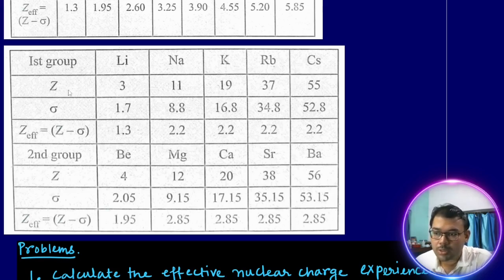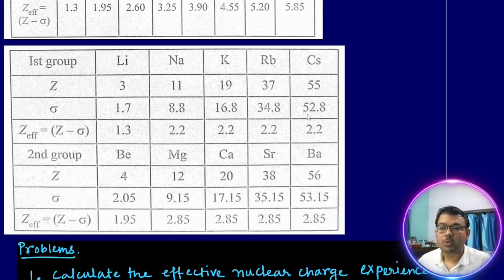And what happens to the sigma? The contribution for lithium, sigma is 1.7, sodium 8.8, potassium 16.8, rubidium 34.8, and cesium 52.8. And what is the Z effective for these elements? Lithium 1.3, sodium 2.2, potassium 2.2, rubidium 2.2, and cesium 2.2. We see that the Z effective is almost the same throughout the transition down the group. The Z effective is going to be the same, but the sigma increases. Shell size increases, sigma increases, but Z effective remains the same.